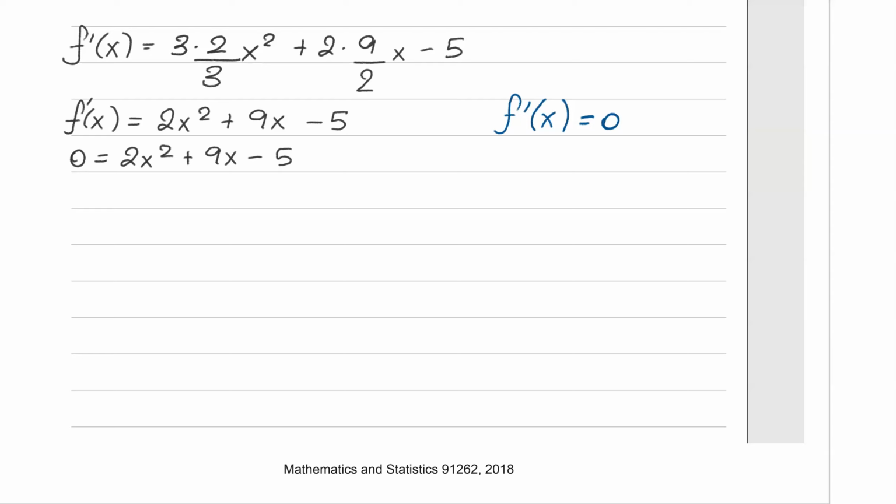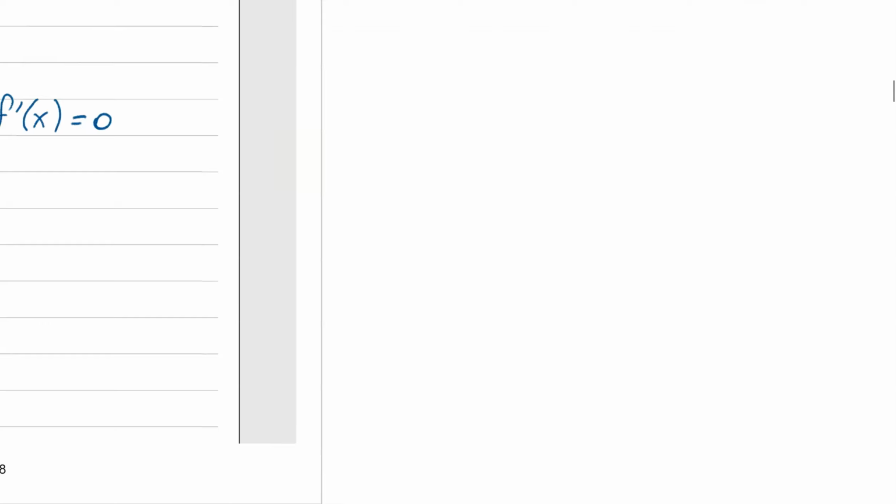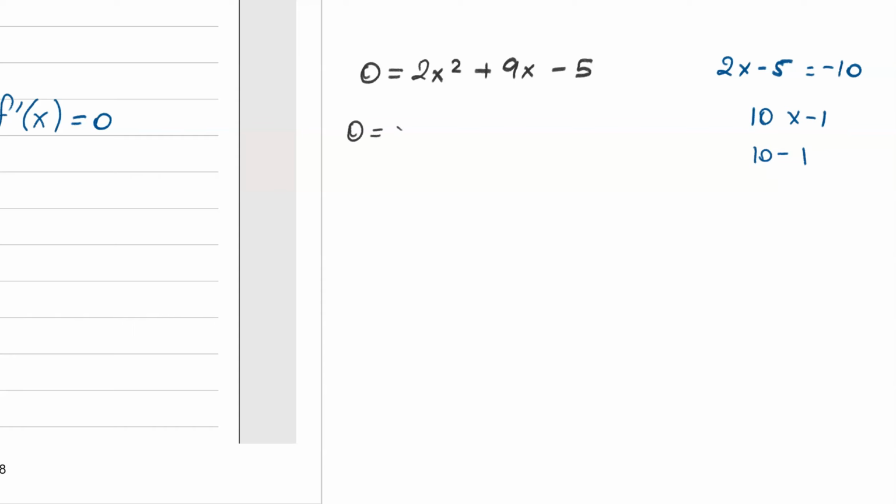So 2 times negative 5 is negative 10. I'll draw it on the side here. Actually move over, give myself a bit more space. So 0 equals 2x squared plus 9x minus 5. I've done 2 times negative 5, which equals negative 10. Two numbers that multiply to negative 10 but add to positive 9. That's pretty straightforward. 10 times negative 1. So I can go 0 equals 2x squared plus 10x minus x minus 5.